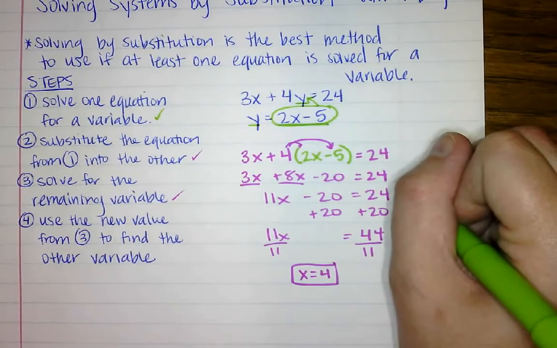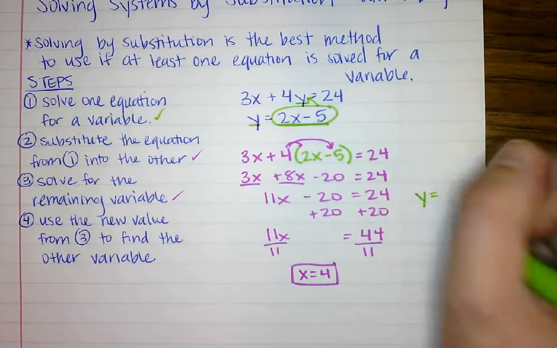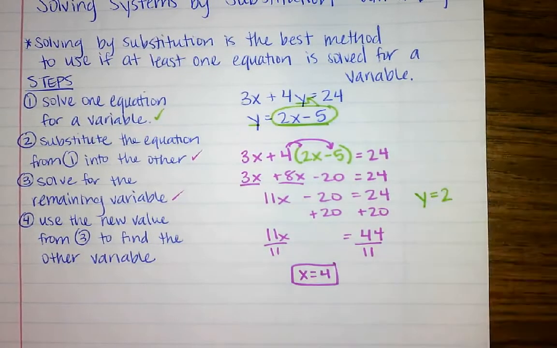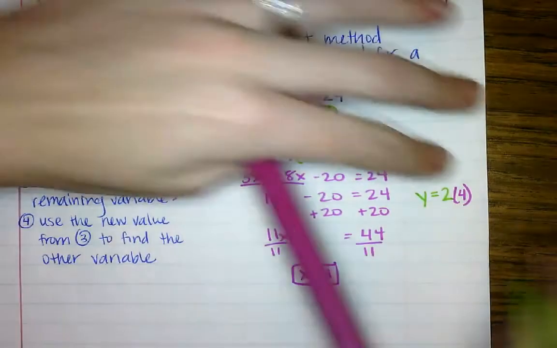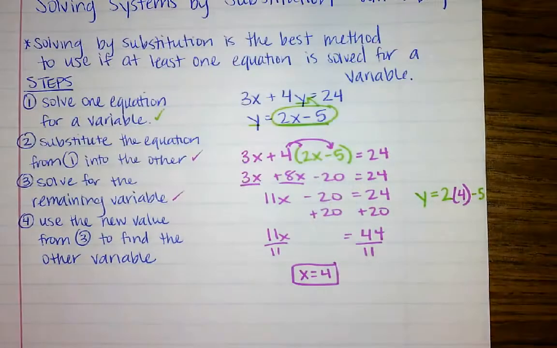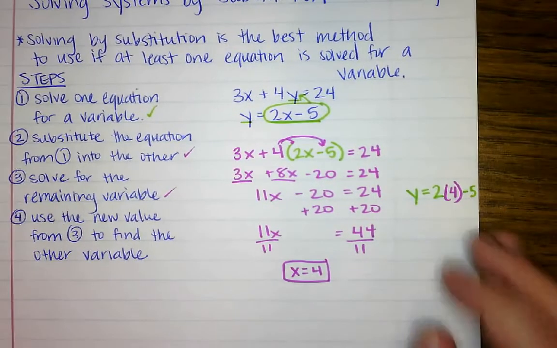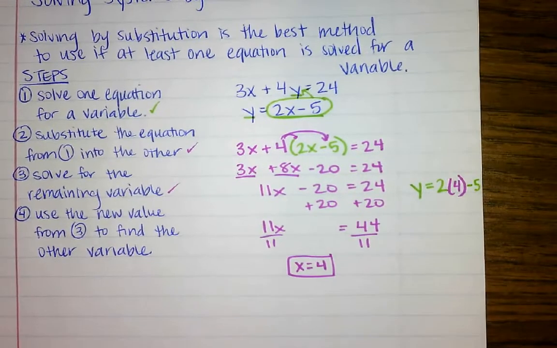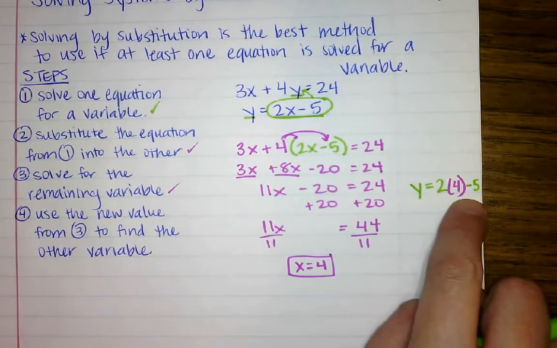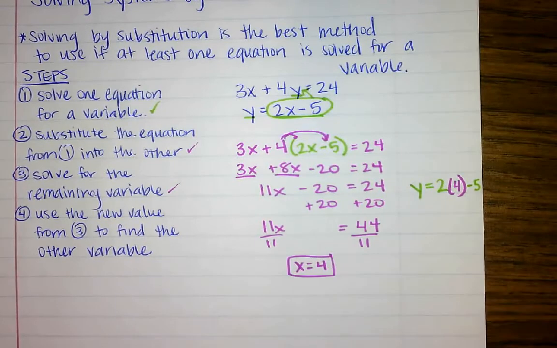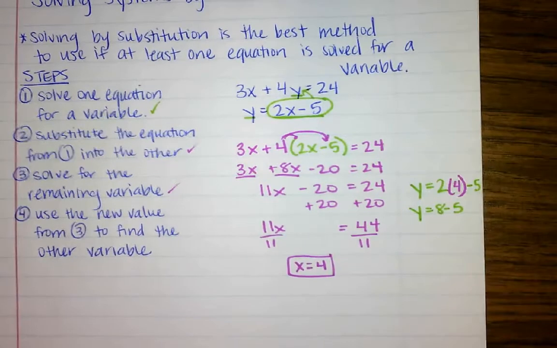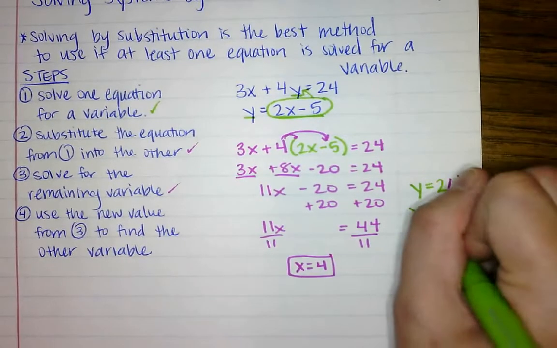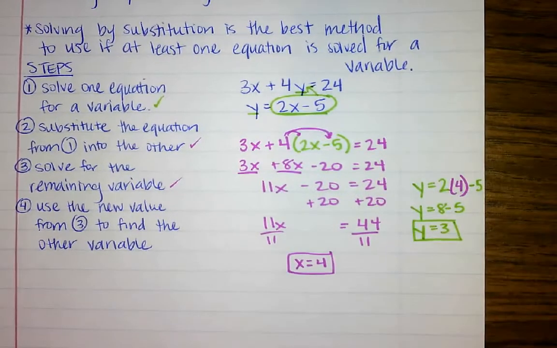It's going to be y is equal to 2 times 4 minus 5. Sorry guys, it's kind of tiny. So guys, instead of y equals 2x minus 5, I did y equals 2 times 4 minus 5. So that is going to give me y is equal to 8 minus 5, which is y is equal to 3. Do y'all feel good about that? So that is our step 4 here.